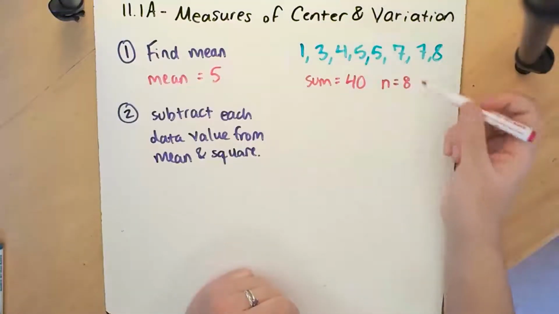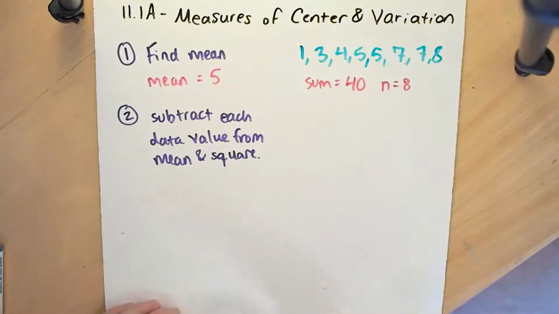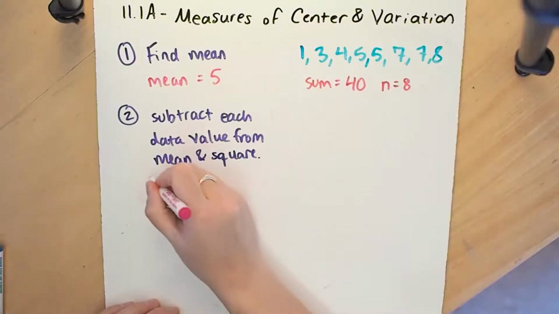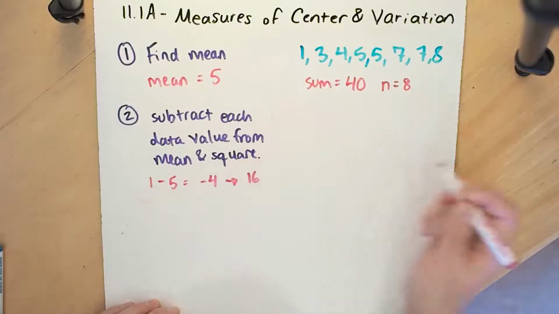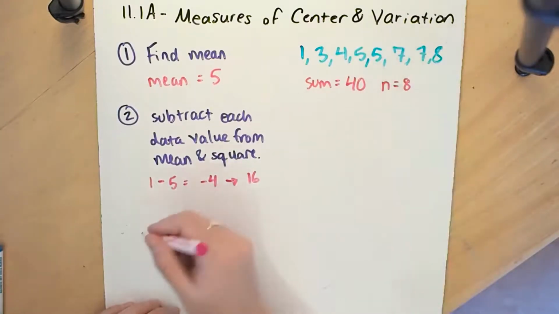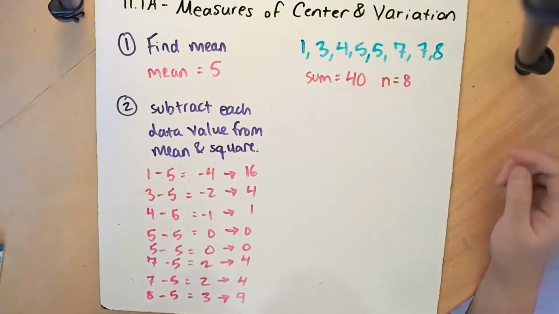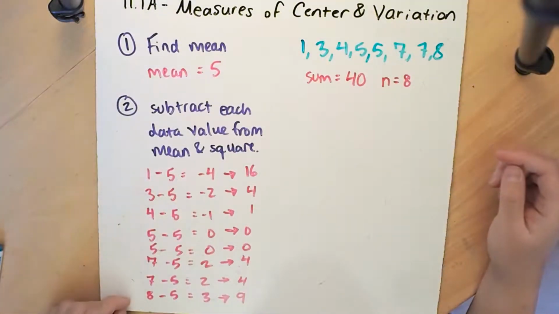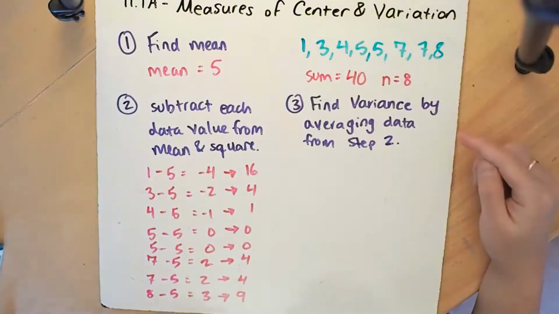The next step is to subtract each data value from the mean and square the result. Starting with the first data value, I'll take 1, subtract 5, then square it, getting positive 16. I'm going to repeat this with every single data point in the set. Once I've gone through every data point, subtracted it, and squared the result, I now have an entirely new data set.